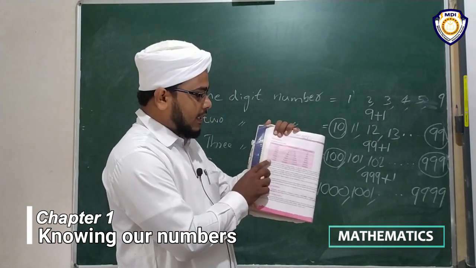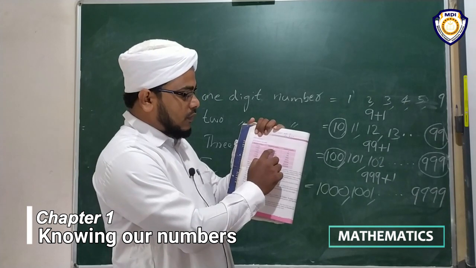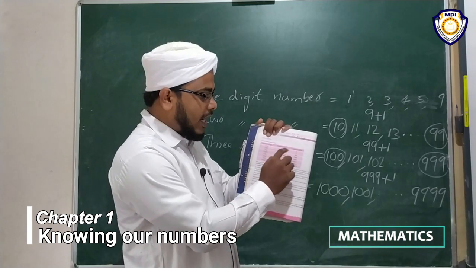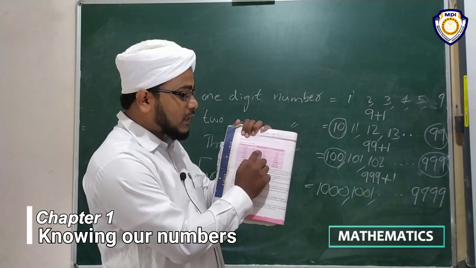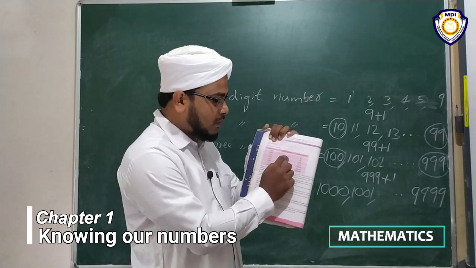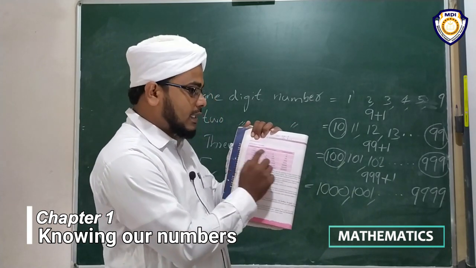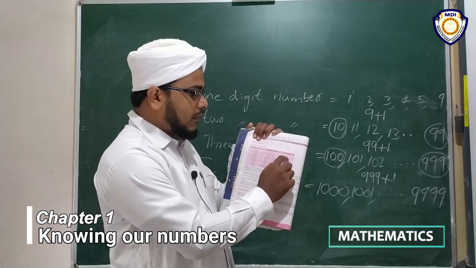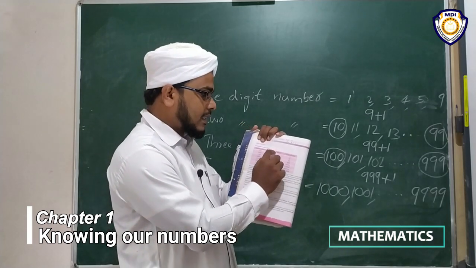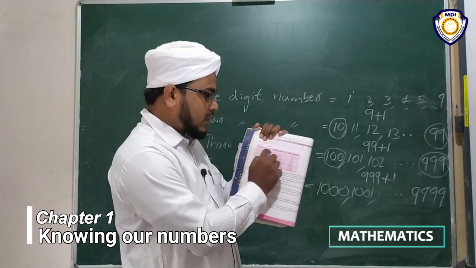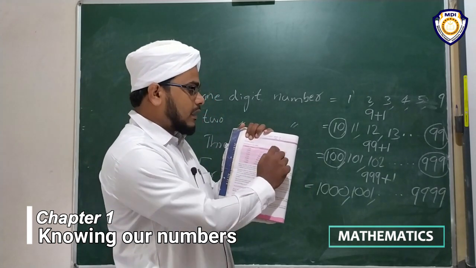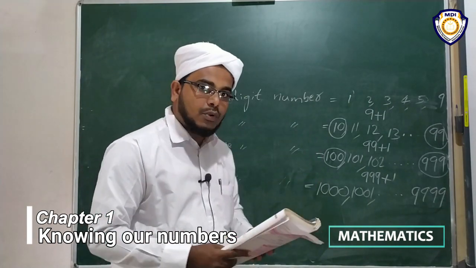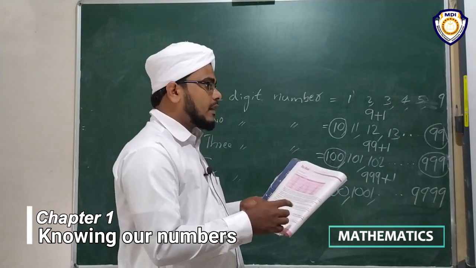Please listen here. For 1 digit, the smallest number is 1 and the largest number is 9. For 2 digits, the smallest number: we add 1 to 9, then 9 plus 1 is equal to 10. This 10 is the smallest number using 2 digits. The largest number is 99. When we add 1 to 99, we get 100. This is the smallest number using 3 digits. Then the largest number is 999. So on. Here we have to study how we can read.